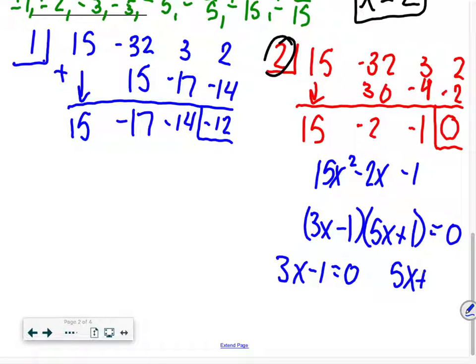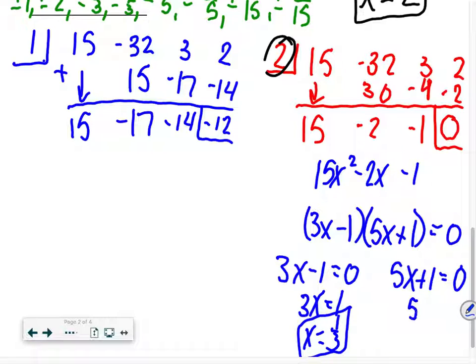Find your zeros now. Add 1 here, 3x equals 1, x equals 1/3, that's 2 roots. And here, 5x equals -1, x equals -1/5, that is all of my 3 roots.